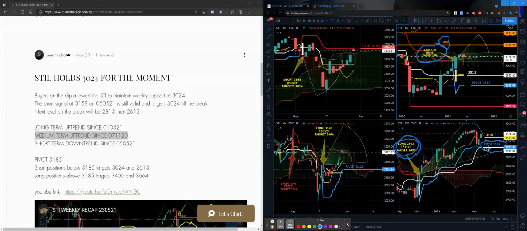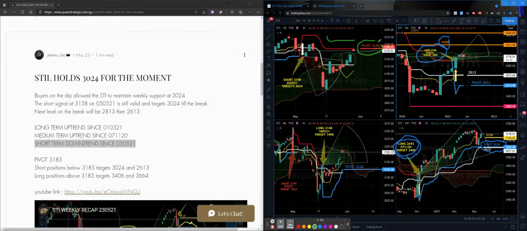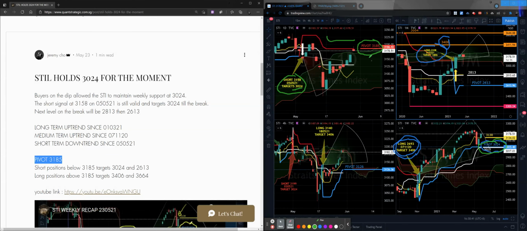So it's an uptrend on the weekly, an uptrend on the monthly, and then I put there on the blog short-term downtrend since 5th of May 2021, and voila, if you look at the daily chart, which is right here, guys, you can see the pivot is at 3185 on the green marker, short signal 3185, 5th of May 2021, targeting 3024, which is this lovely level on the weekly charts right here. I should have put on this video much earlier so you can understand what I'm blabbering about in my blog.